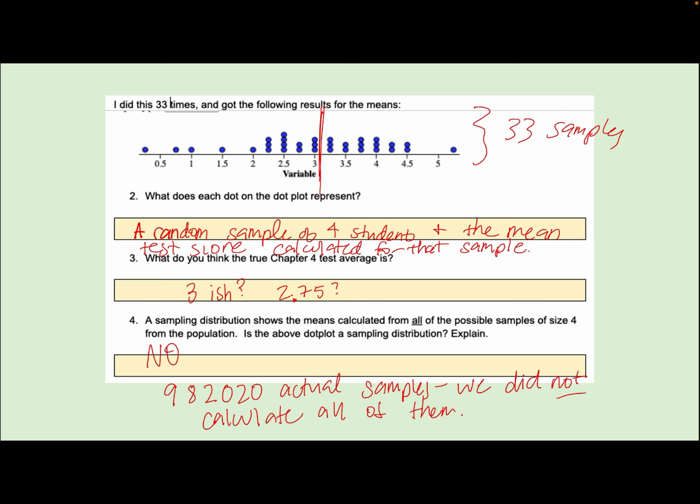So the answer is no. I should say that first. So in the graph, you're seeing 33 of them. There's like way more than that in real life.